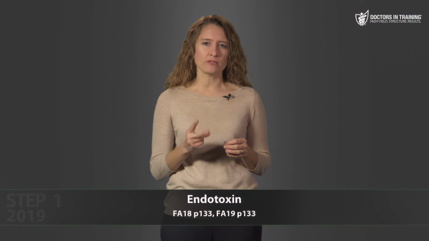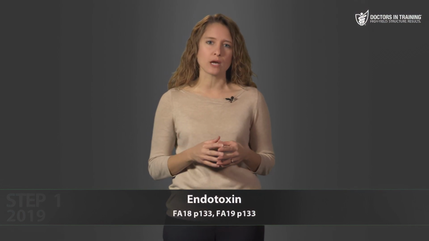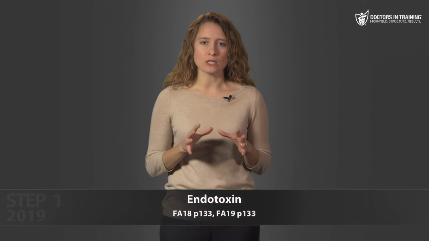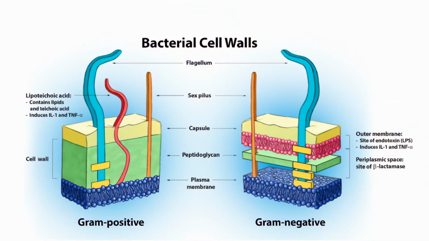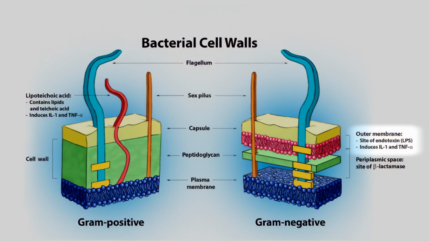Hi, I'm Dr. Shuford, and welcome to our Step 1 video on bacterial toxins. So today we're talking about toxins. Toxins are poisonous substances produced by microorganisms. Now, we're going to talk about two different kinds of toxins, endotoxin and exotoxins. Let's start with endotoxin. Endotoxin is found within the outer membrane of gram-negative bacteria.